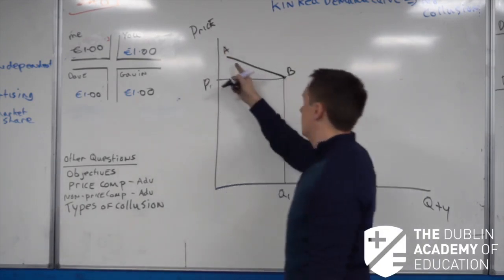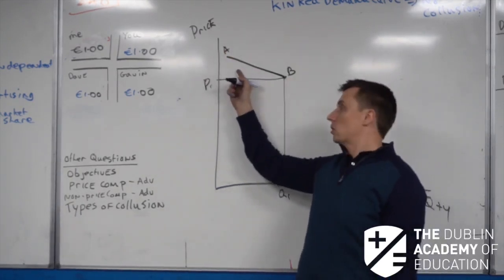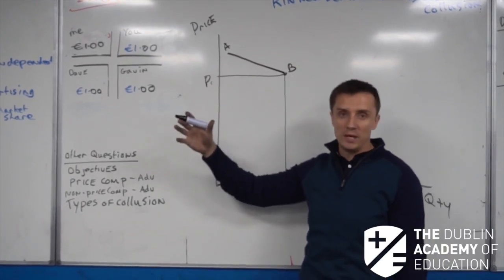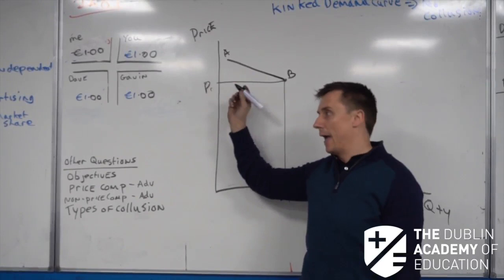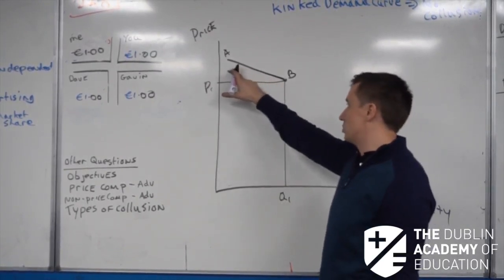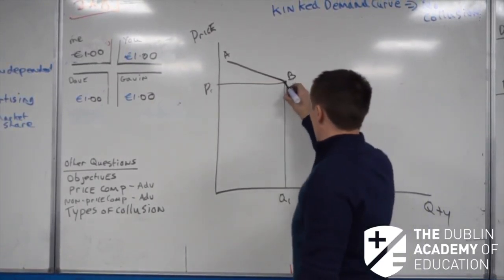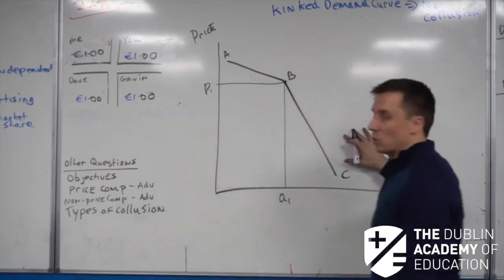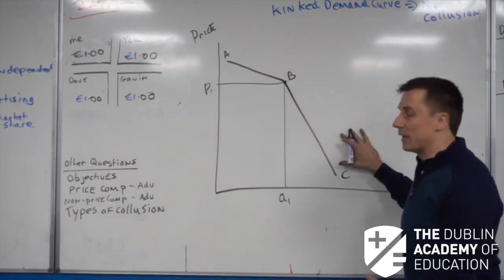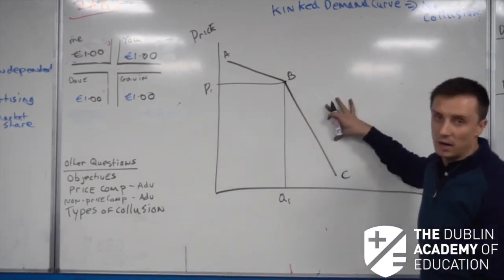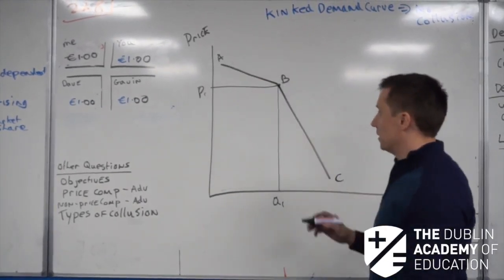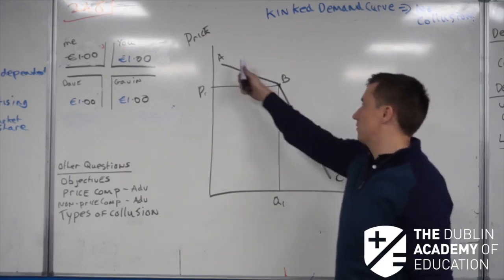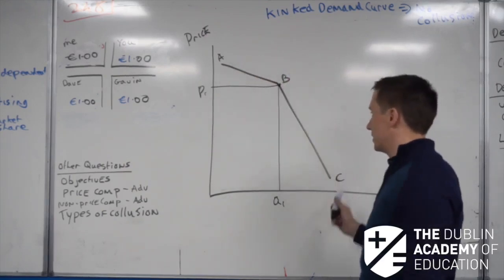Remember again the case: if I raise my price, my other competitors will leave their price unchanged, so I lose many customers. If I lower my price, my competitors will lower their price along with me, so I'll gain very few additional customers. So I'll have inelastic demand here, and elastic demand up here, okay? That's fine. So I've got my two demand curves here, demand curve from A to B, which is elastic, demand curve from B to C, which is inelastic.